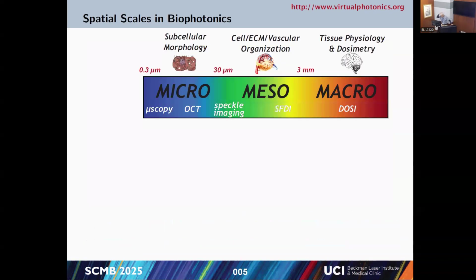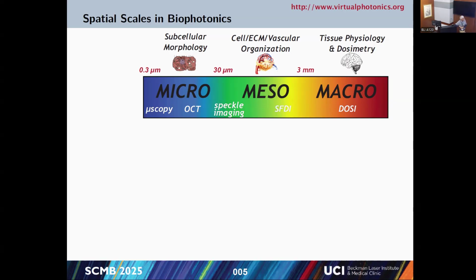Okay, so let's talk about spatial scales a little bit more. Often in the field, we think about spatial scales. For simplicity, I'm going to talk about a microdomain, a mesoscopic domain, and a macroscopic domain. And we have a range of biophotonic applications that have characteristics that uniquely probe biological targets across these spatial scales.